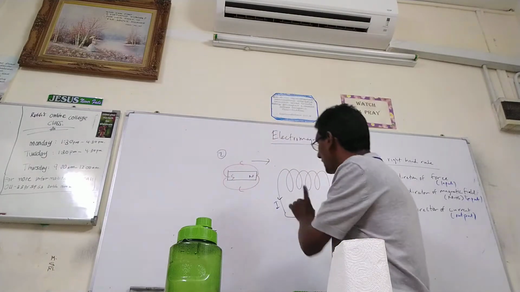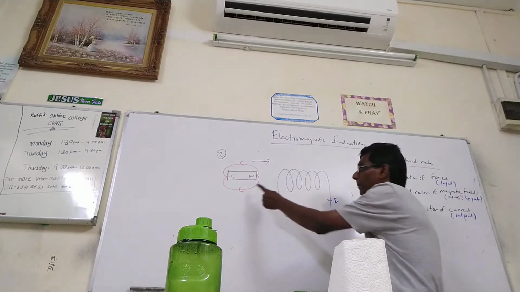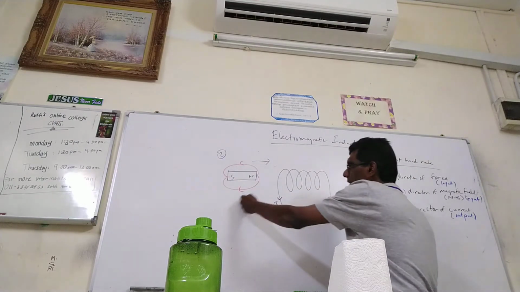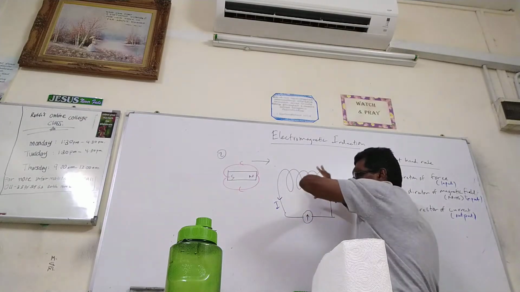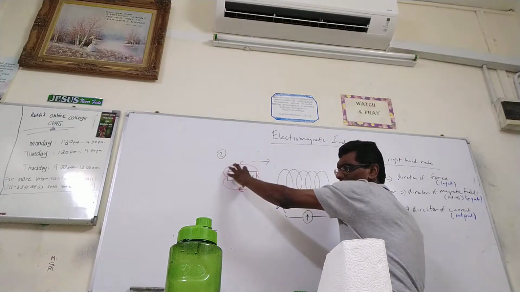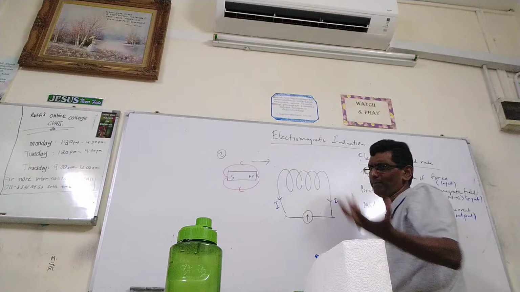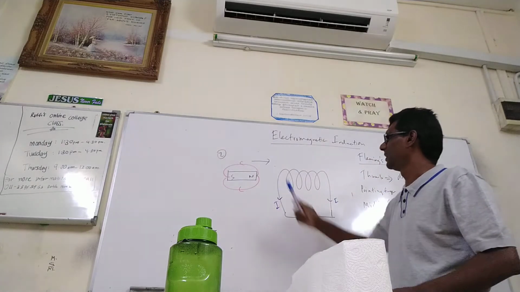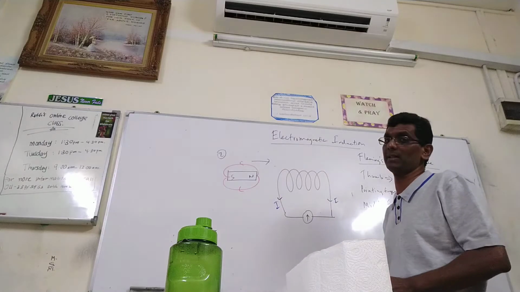But in this one, the coil is stationary. The coil is stationary, but the magnet pushes in, pulls out, pushes in and pulls out. In other words, the coil can also push in and push out, same. We can also keep the magnet stationary and the coil will push in and pull out, also the same. This is an induced current. This is the second method.